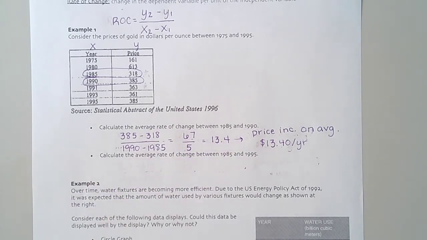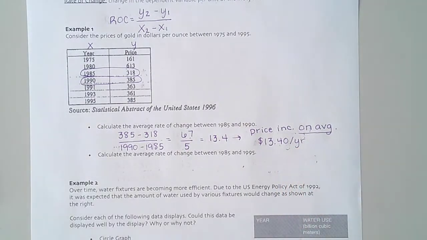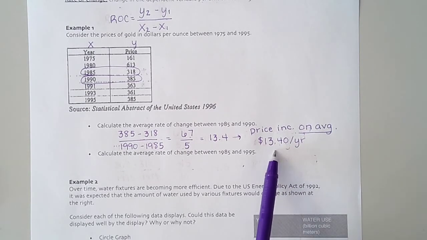Now, I don't know that it necessarily went up by exactly that amount every year. That's what the on average part is talking about. Maybe it increased a lot from 1985 to 1986 and then didn't increase as much moving forward. But on average, we could say it's about $13.40 a year.